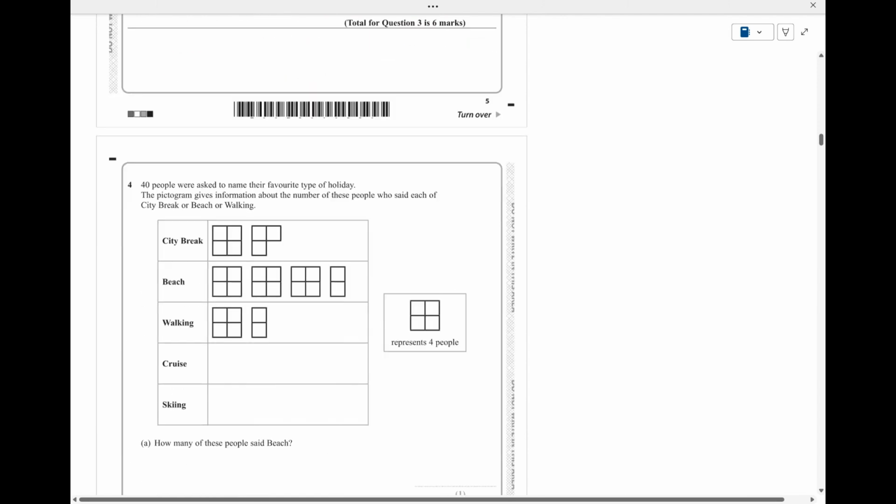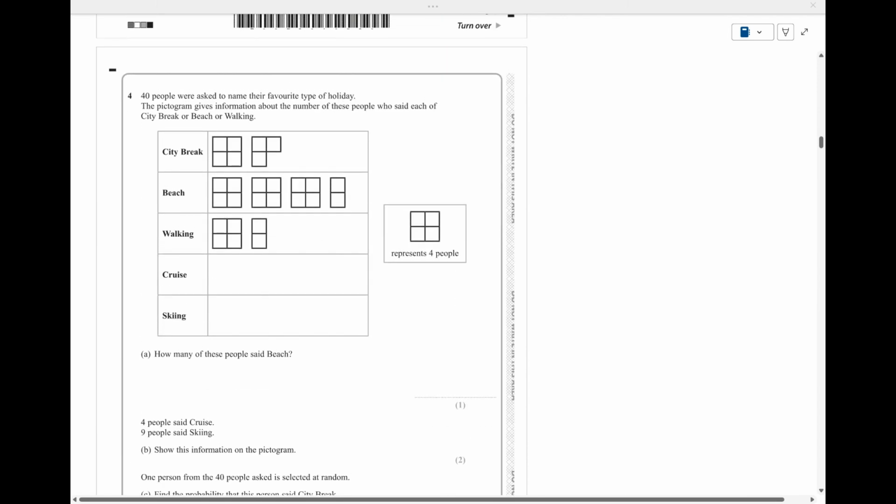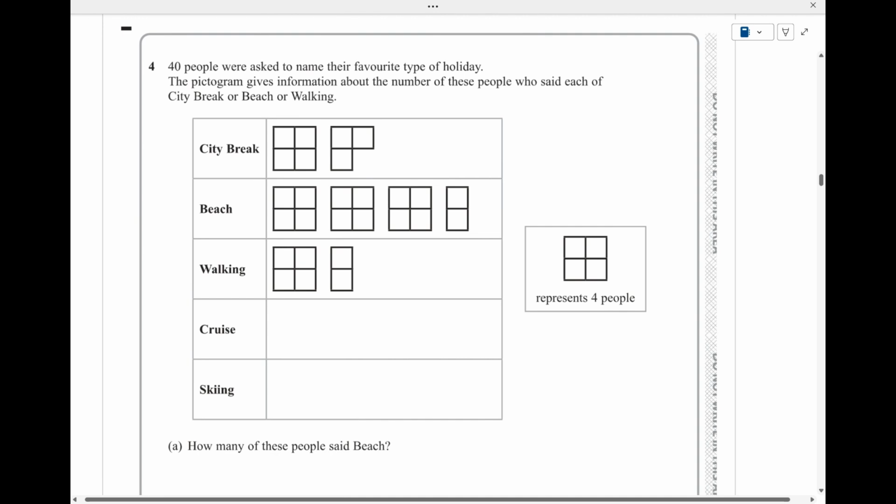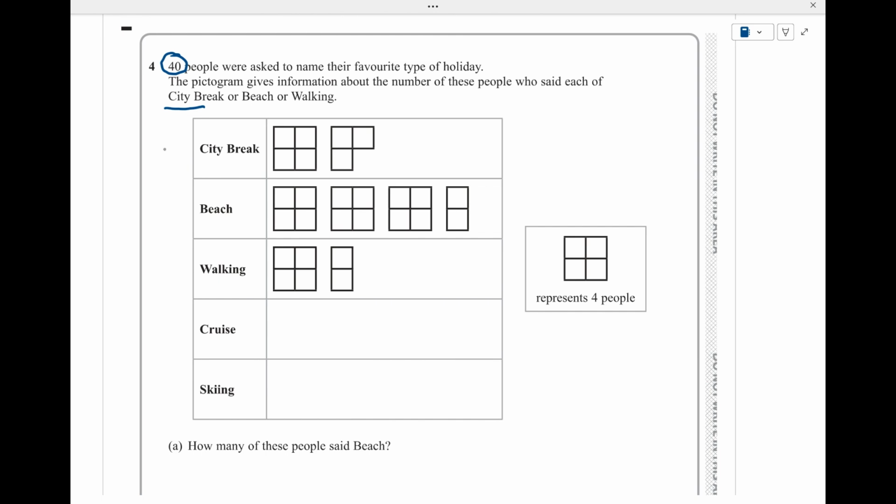Okay, question 4. 40 people were asked to name their favourite type of holiday. So there are 40 people here. The pictogram gives information about the number of these people who said each of city break, beach, or walking. Look, this is going to be important. One of those represents 4 people. So how much is each small square? Each small square must be 1 person, mustn't it?